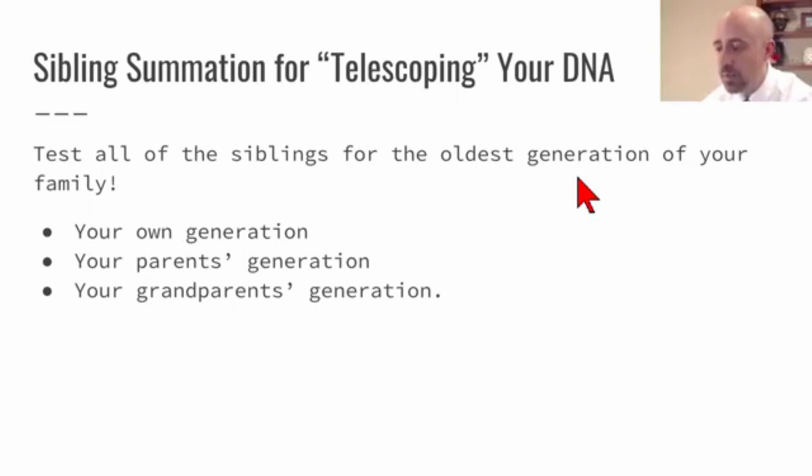family. If there aren't any parents or grandparents available to test, or any aunts or uncles or great aunts or great uncles, your own generation is the oldest generation, and so you'll want to test yourself and as many siblings as possible. If you do have the opportunity, you can test your parents' generation, so you can test aunts and uncles with or without your parents.